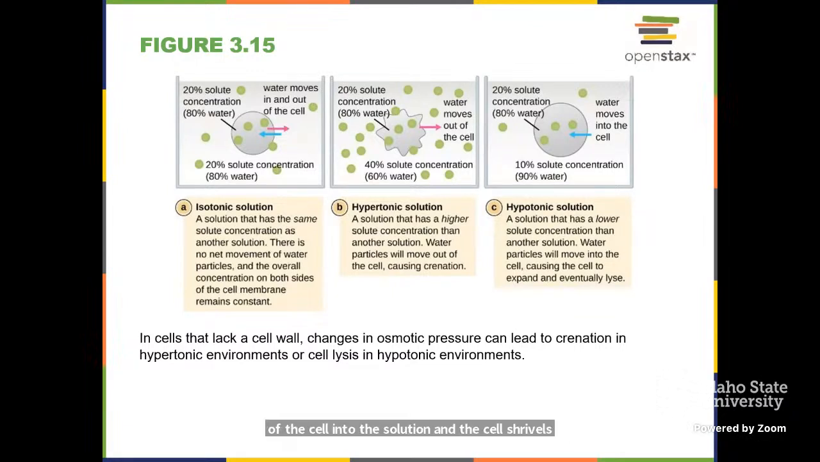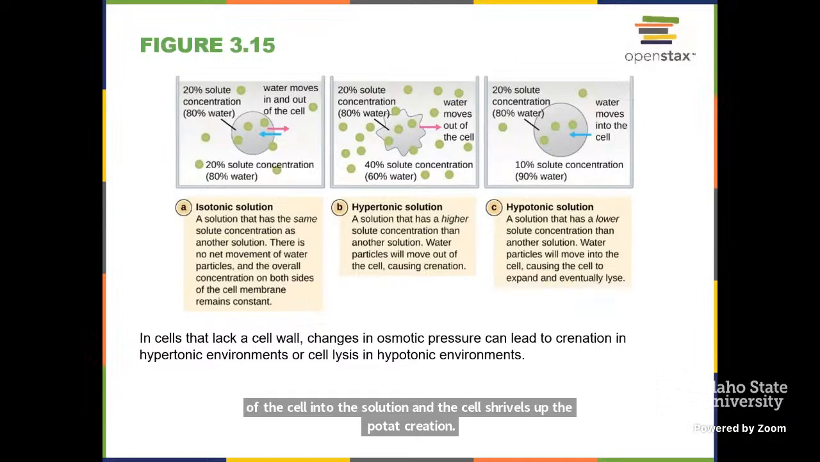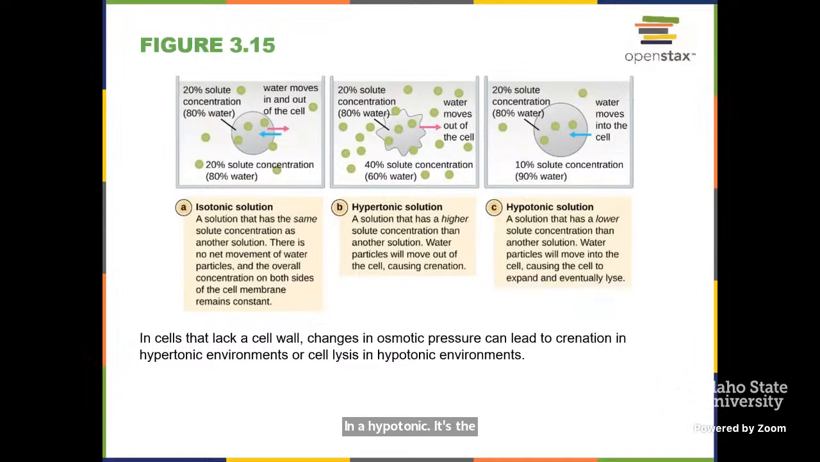We call that crenation. In a hypotonic solution, it's the opposite. There are fewer solutes dissolved on the outside than the inside, and water wants to go into those cells, causing them to swell up and potentially lyse, or explode. Right? Bacteria, having a cell wall, gives them a bit of protection in some of these circumstances, but not 100%. Right? And in either circumstance, it could be bad news.